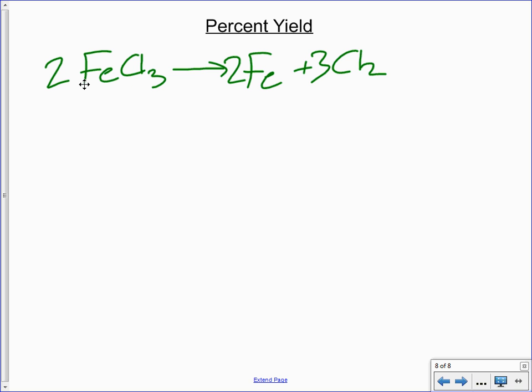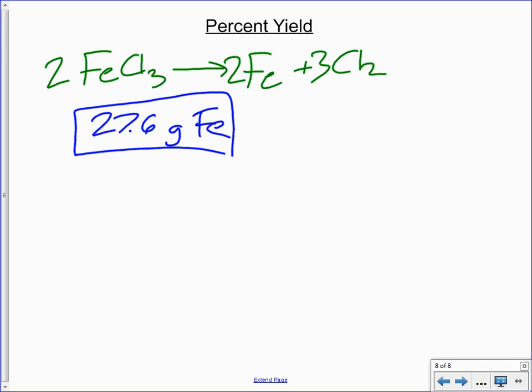I'm going to do the stoichiometry for you here. Let's say we do the calculation and we find that we should get 27.6 grams of iron produced by this reaction. Okay, so this is called the reaction yield. Yield just being the product. Now we got this number through stoichiometry, right? If we do this reaction, this is what we should get.